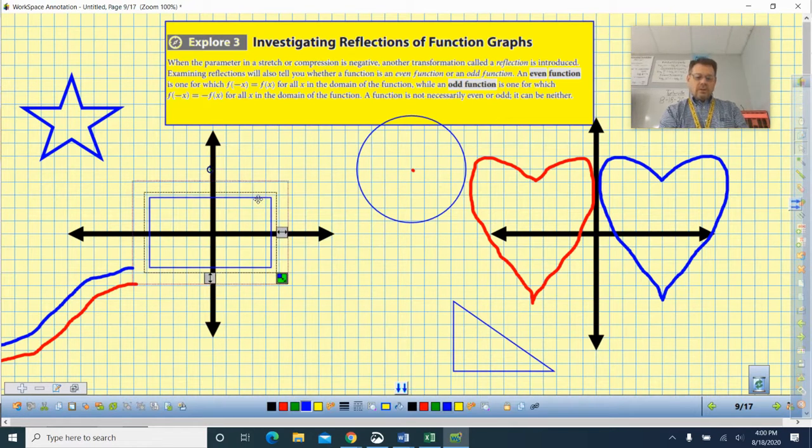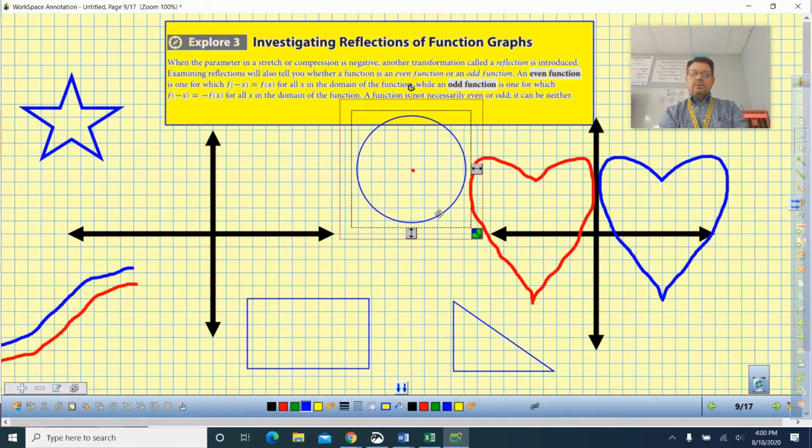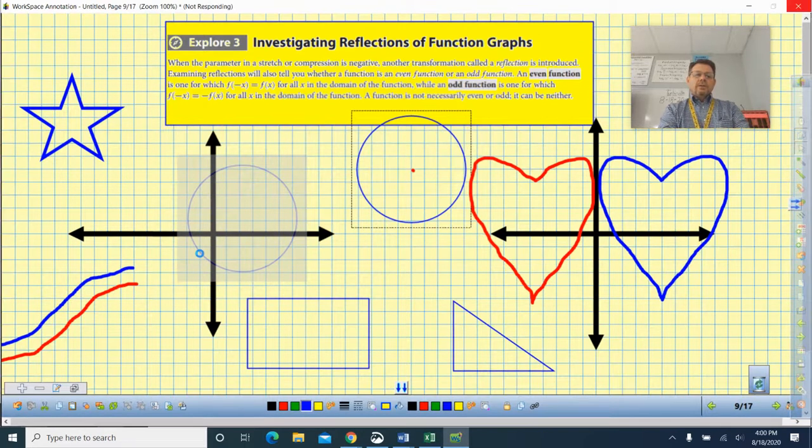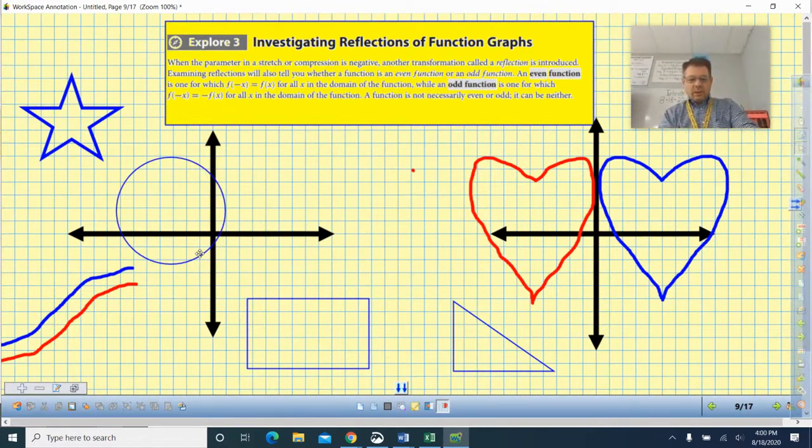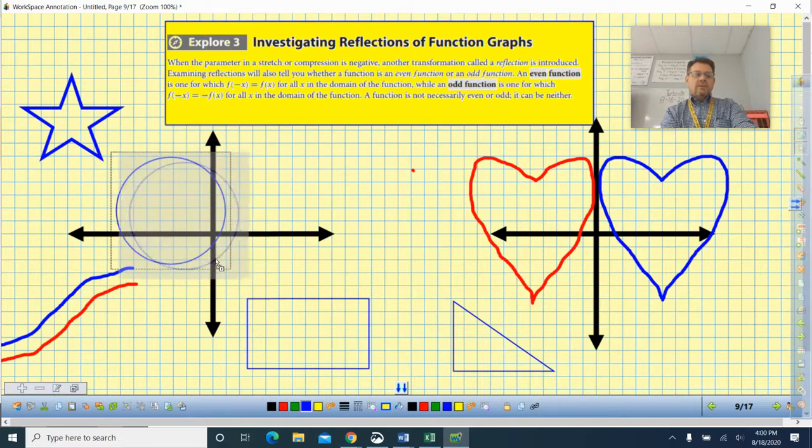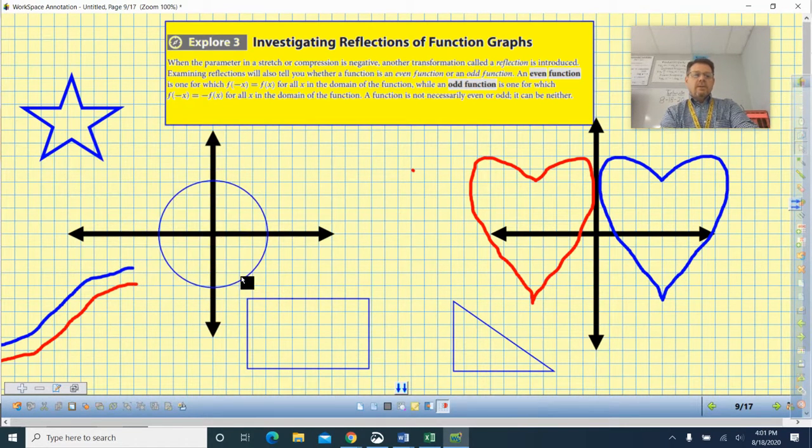Oh, circle. It's very versatile, isn't it? So if I take my circle and bring it over here, and as long as the center of the circle is on the origin, you can flip it this way. You can turn it 180 degrees. It's going to be exactly the way it was, wasn't it? So I can flip it or rotate it, and that's not going to change a thing. So circle, very versatile, can be even or odd.